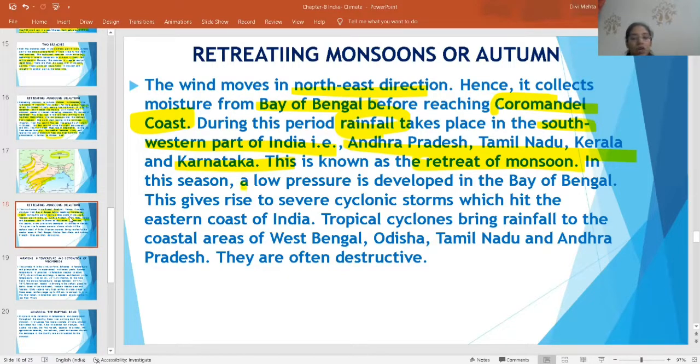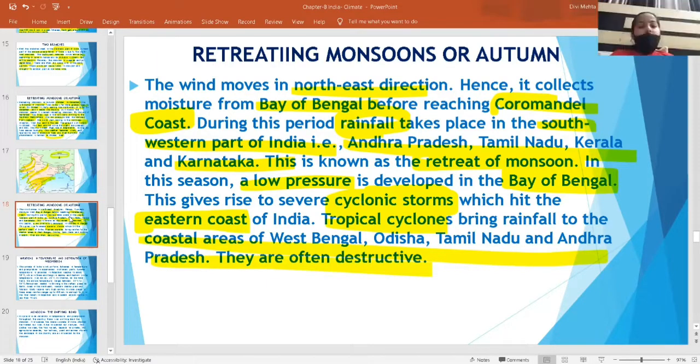In this season, a low pressure area develops in the Bay of Bengal. So cyclonic storms come up and they hit the eastern coast of India. These are the tropical cyclones that bring rainfall to the coastal areas. Sometimes these are often destructive also.